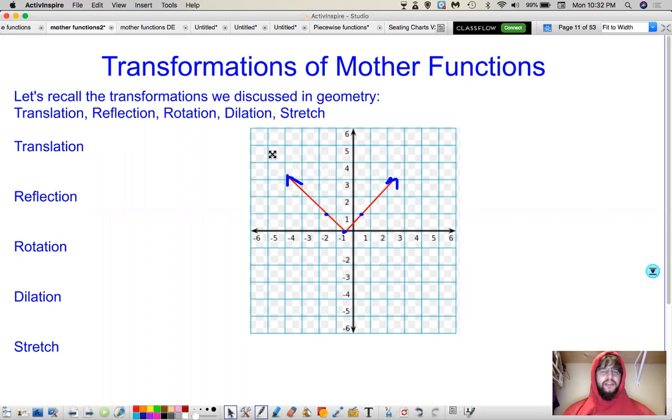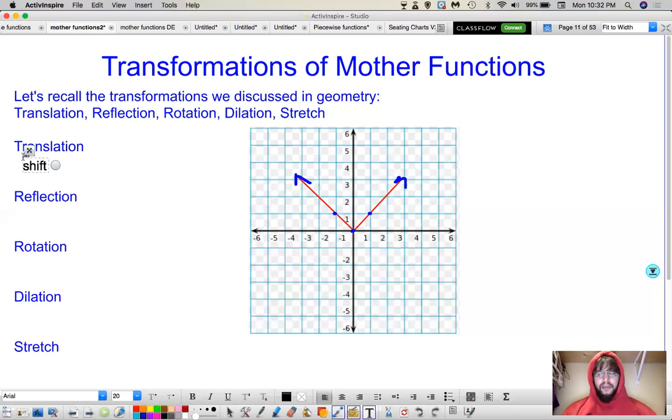So a translation, that's just sliding it. So yeah, we can obviously do that. That's perfectly fine. Nothing weird about that. And we call the translation a shift. Could be a vertical, up and down on the Y, or horizontal, or both. Forgive me if I misspell something.